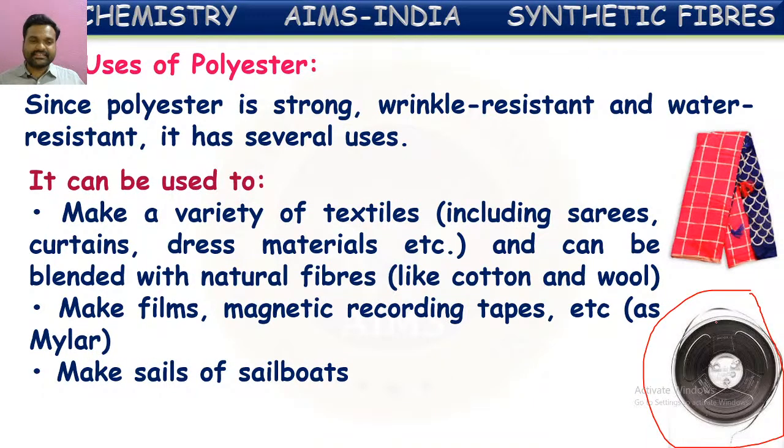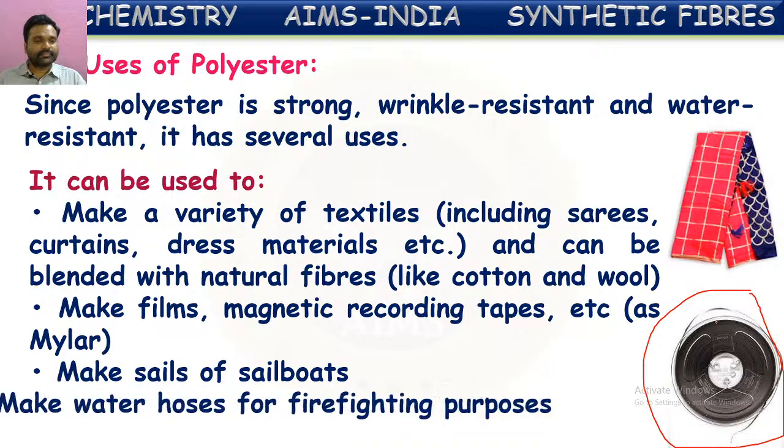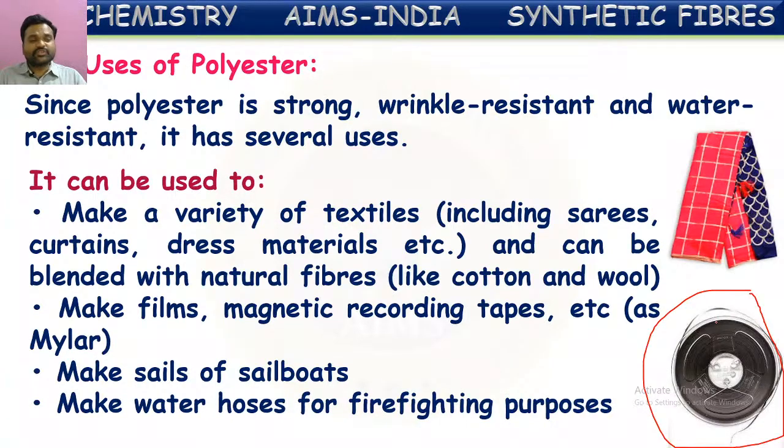In making of sails and sailing boats, they use these sails in boats, like carpets, to move the boat with the help of wind. These sails and sailboats are made up of polyesters. And these polyesters are also used for making water hoses for firefighting purposes. Water hoses means those long pipes which are used by firefighters for putting out fires. So these firefighting water hoses are also made up of polyesters.